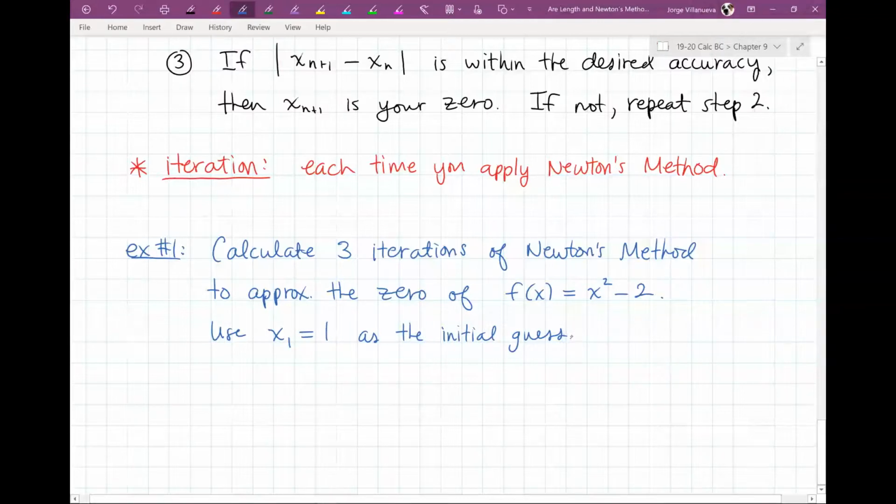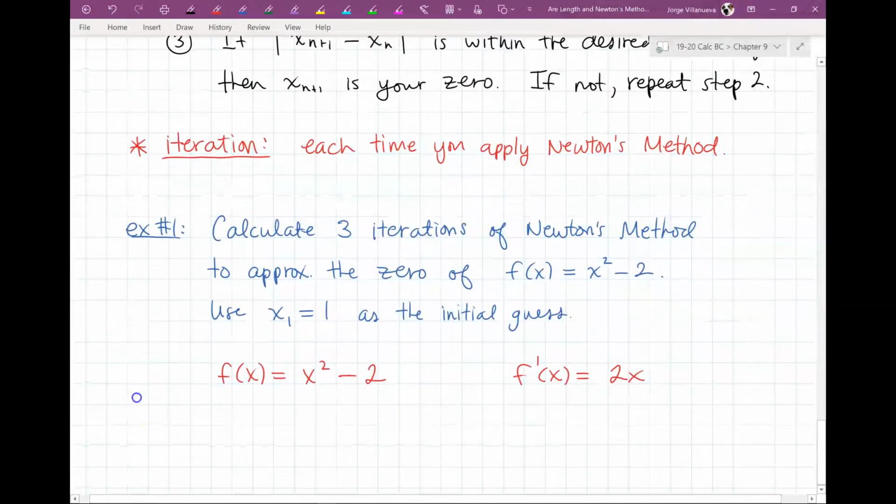Okay, so notice they're giving us the guess, they're giving us the function, and they're telling us how many times to do it. If you remember the formula, it says x sub n plus 1 equals x sub n minus f of x sub n over f prime of x sub n. So that means I have to take a derivative. Here's my f of x function, that's x squared minus 2, and here's f prime of x, because you need both. Okay? So there we go. We found both of them.